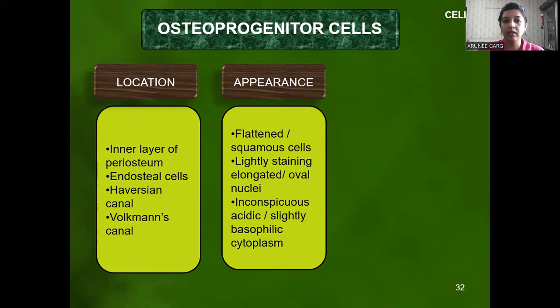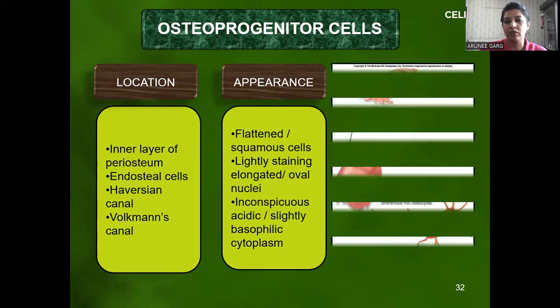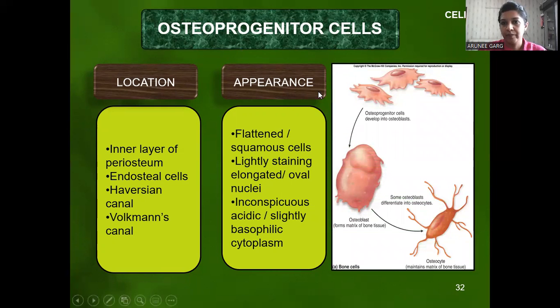The Haversian canal and the Volkmann canal have osteoprogenitor cells. They appear as flattened squamous cells. They have lightly staining, elongated or oval nuclei, and they have inconspicuous, acidic, slightly basophilic cytoplasm. These are the osteoprogenitor cells.